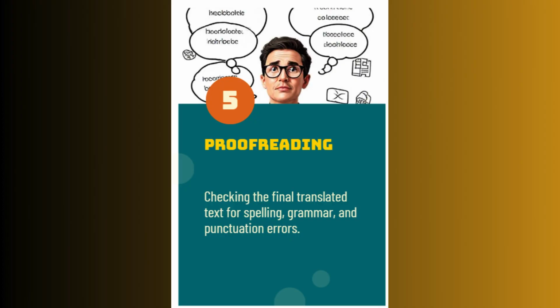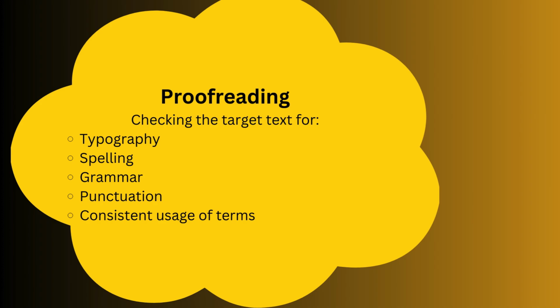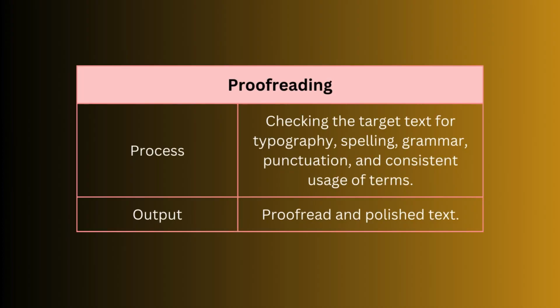Proofreading is the final check before the translation is delivered. Here, the focus is on the target text itself, with attention to details like typography, spelling, grammar, and punctuation. This step ensures that the translation is free of errors that could affect its readability or professionalism. Consistent usage of terms is also verified, along with the overall presentation of the text. Proofreading might seem like a small task, but it's essential for delivering a polished and professional translation. It's the last line of defense against mistakes that could undermine the quality of the work.